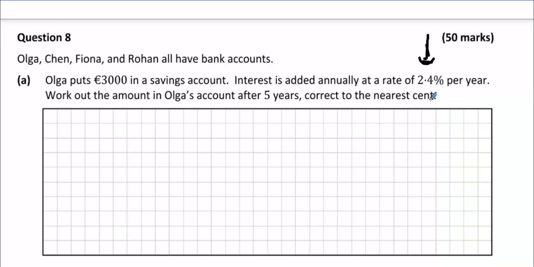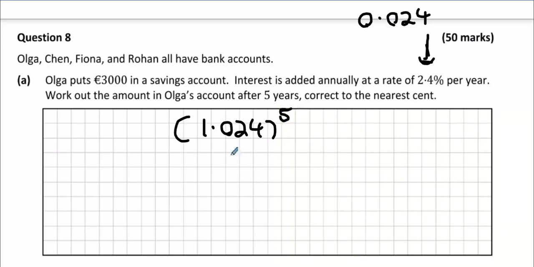5 times. What should I do with the 2.4%? Turn it into what number? 1.024, because 2.4% is actually 0.024 in decimals, right? How many years are we doing this for? 5 years. And what's our initial payment?